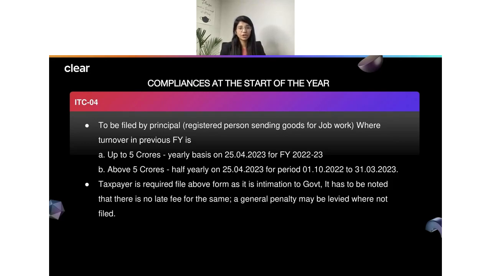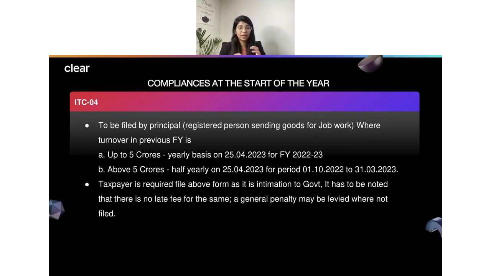So you just have to make sure whether your ITC-04 has been filed or not. That's another important point. So if you're dealing with a job worker and sending goods to the job worker, in that particular case, you have to file your ITC-04 also. Not only filing ITC-04, that's one important point. You should also always keep track of it: if I have sent my goods, which are my inputs, to a job worker, you just have to make sure whether those inputs have been received back within 1 year or not.